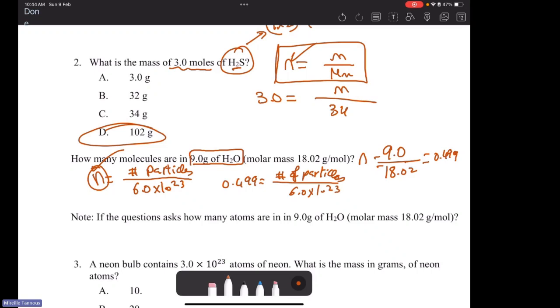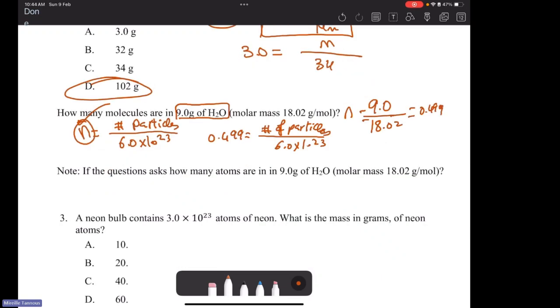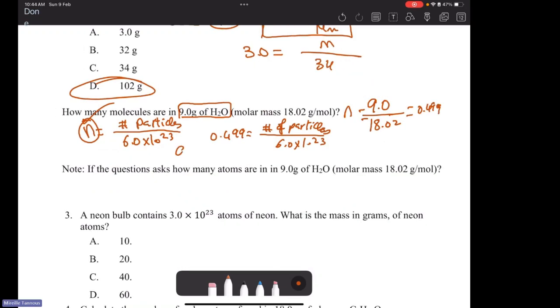So you multiply it and you get that you have 3.01 times 10 to the power 23 molecules.